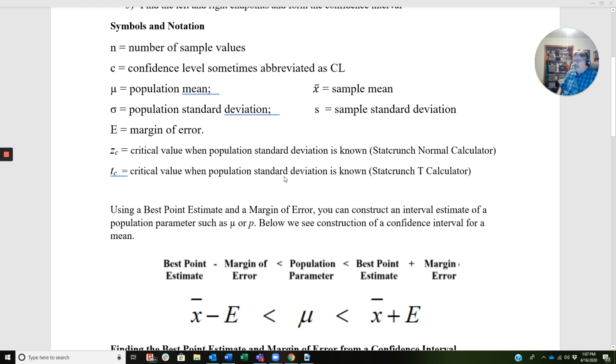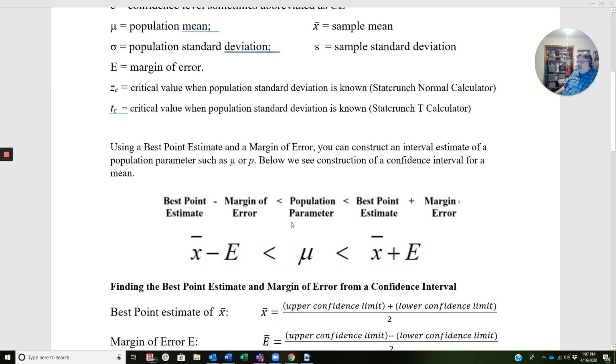So how do we do these? For this class, we're only going to work with confidence intervals around a mean and confidence intervals around a proportion. We use a best point estimate and a margin of error to construct the interval. Essentially, we're going to be building things around either mu or p. Below, we're going to see the construction of a confidence interval for a mean. We use X bar for the mean and the margin of error. To get the top confidence limit, you take X bar and add E. To get the lower one, you take X bar minus E.